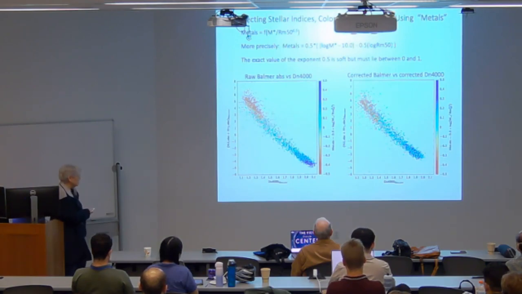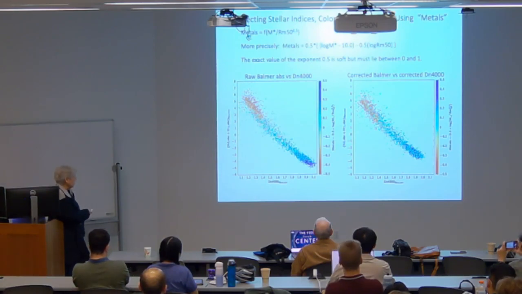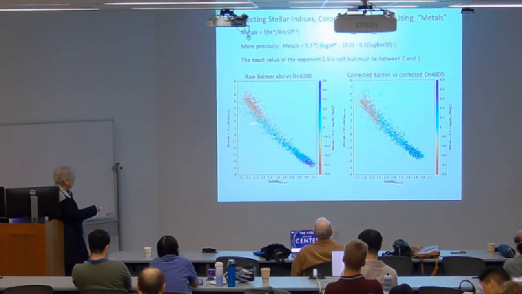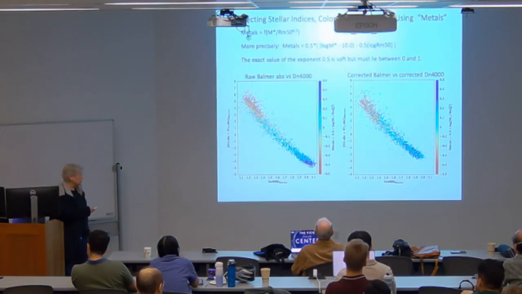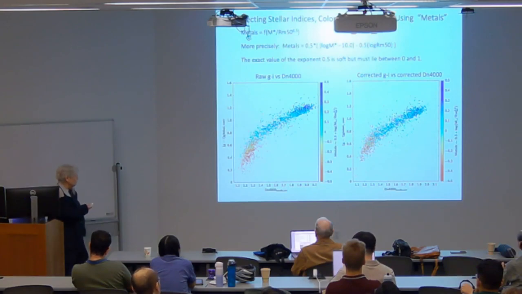Okay, here's another example of an index diagram, an important diagram which has been used to diagnose the presence of starbursts. I'm making a small point here that before correction there's some scatter in this region. This is Balmer absorption versus D4000 in the fiber being used to find starbursts, and correcting these indices for metallicity effect should be done before looking for starbursts. Okay, and finally the last slide of this example is showing g minus i colors before and after correction.